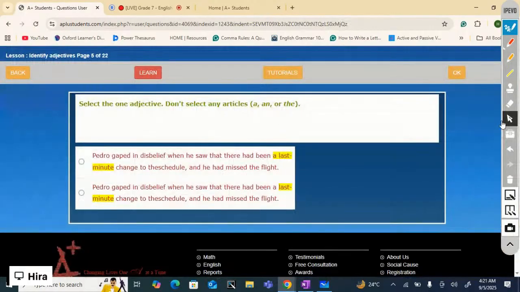Select the one adjective. Do not select any articles. Pedro gaped in disbelief when he saw that there had been a last minute change to the schedule and he had missed the flight. In the first option, the article a is also highlighted with the adjective. And in the second one, only the adjective is highlighted. Which one is correct?